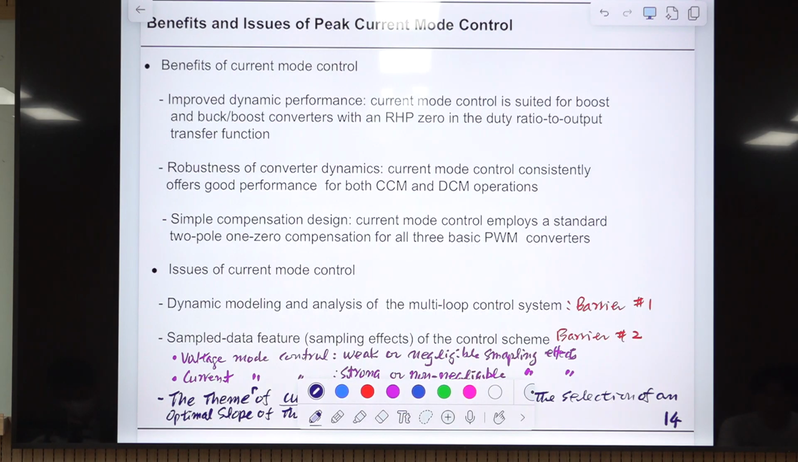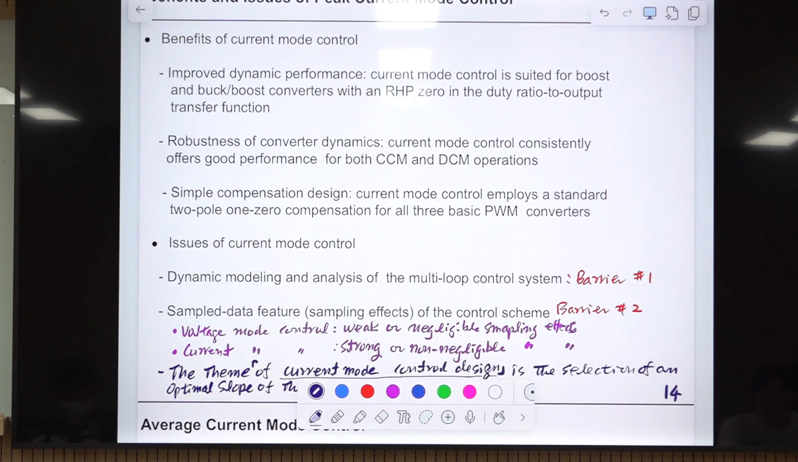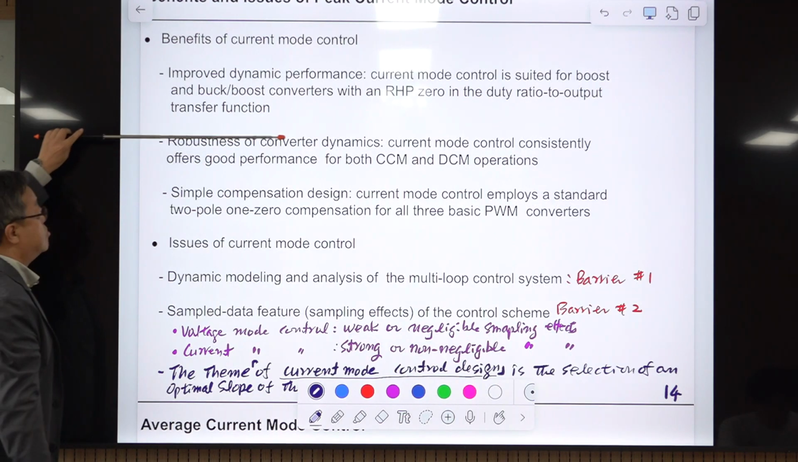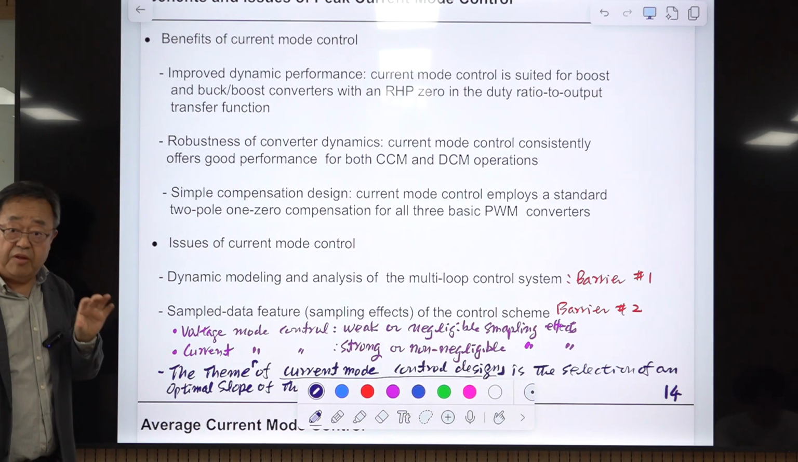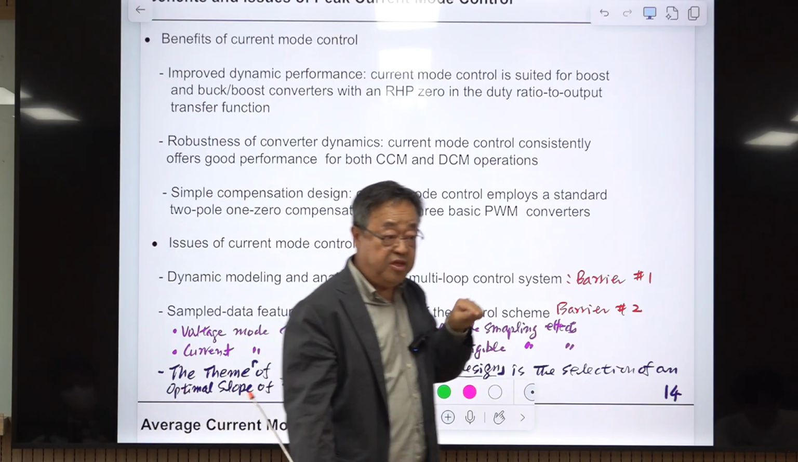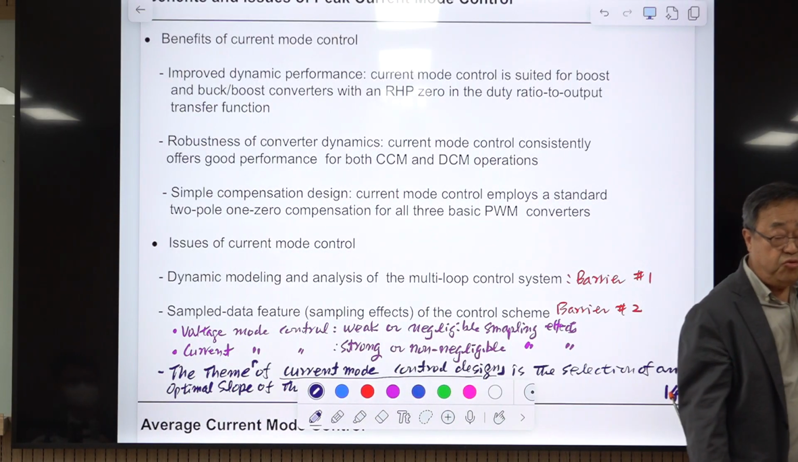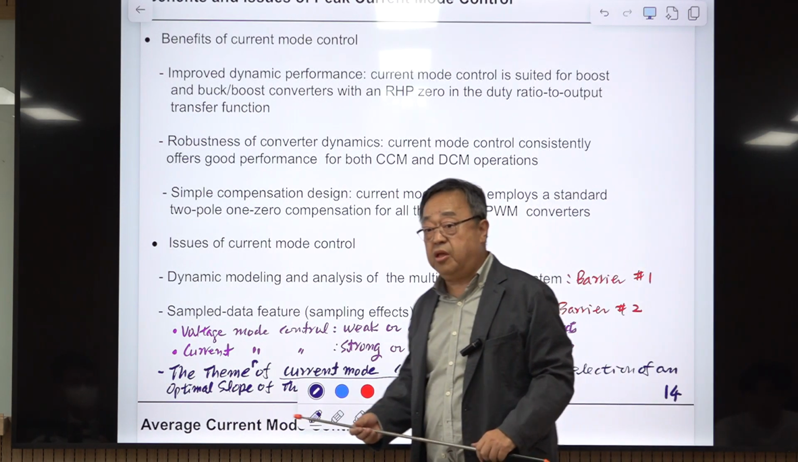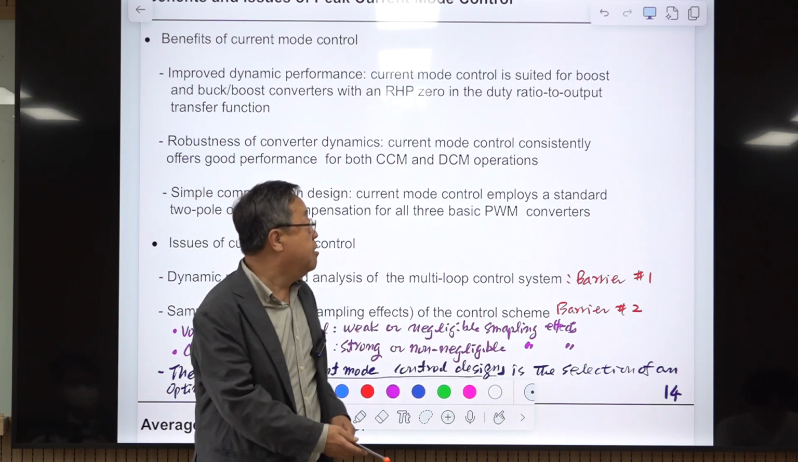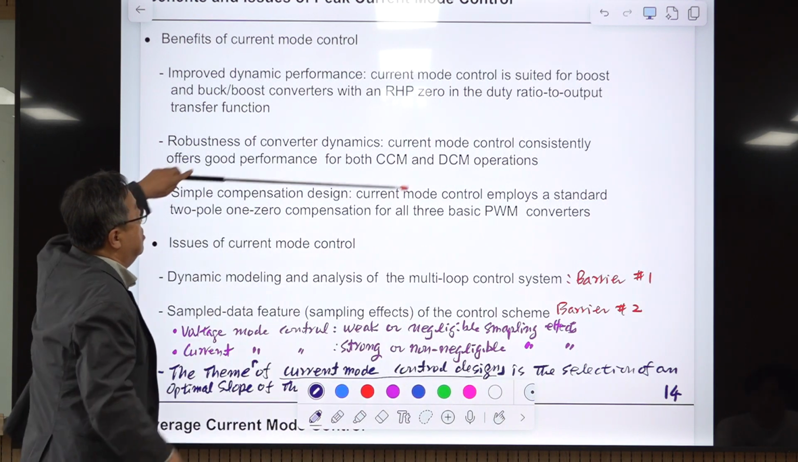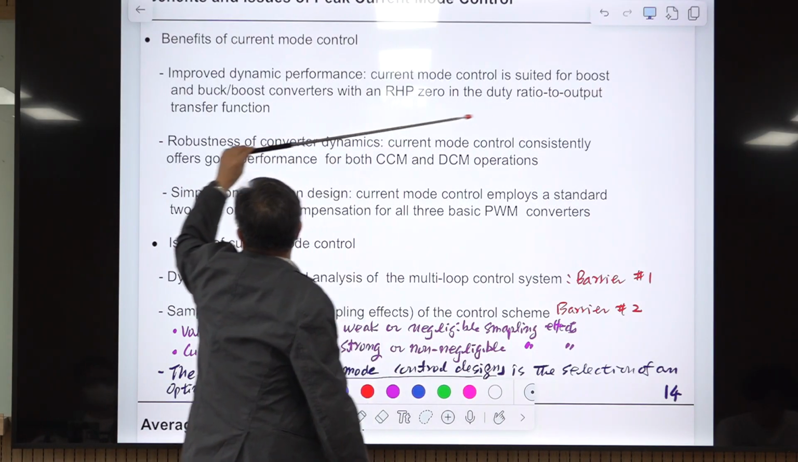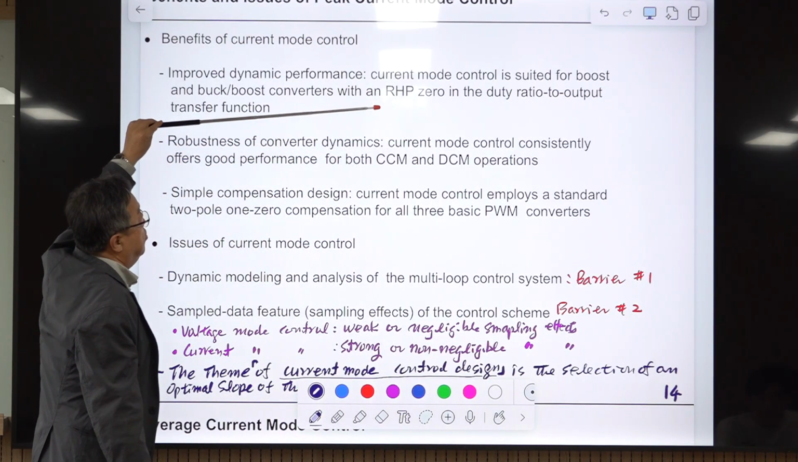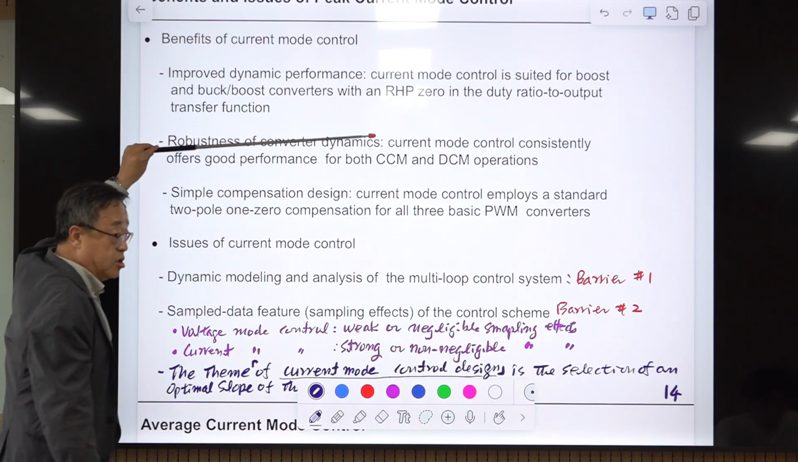Okay. First, this is the benefit of peak current mode control. Usually, it improves the dynamic performance of the converter, particularly for the boost and buck-boost converters, which have an RHP zero in the duty ratio to output transfer function, whose load current is supported by the output diode. Voltage mode control cannot be applied well to those converters. But current mode control is ideally suited for them.